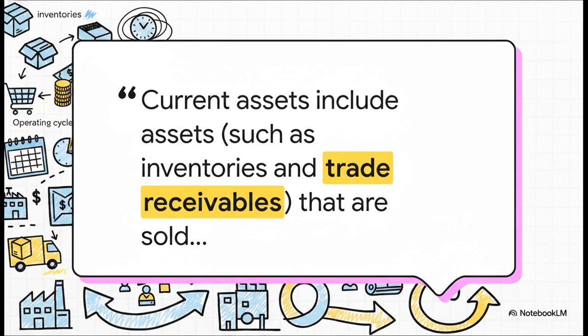Paragraph 68 of Ind AS 1 explicitly states, current assets include assets such as inventories and trade receivables that are sold, consumed, or realized as part of the normal operating cycle, even when they are not expected to be realized within 12 months after the reporting period. So the absolutely crucial point here is that explicit mention of the normal operating cycle. You see, the standard doesn't just say current assets are things realized within 12 months. It deliberately and specifically ties trade receivables directly to the operating cycle itself, completely regardless of that standard 12-month timeline.